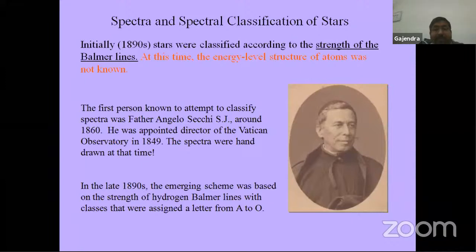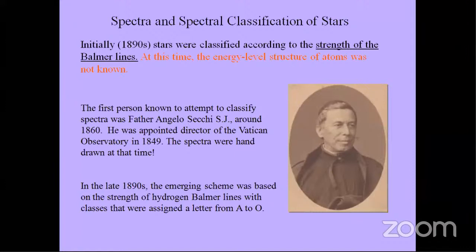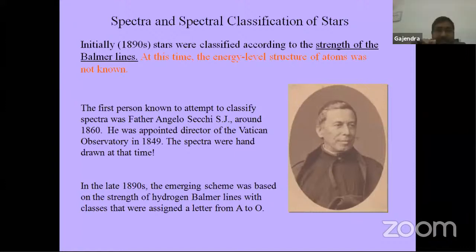If you have the black body distribution, so given a temperature, the star emits in all wavelength ranges from ultraviolet to infrared. Any temperature would emit in all wavelengths, but you need to see relatively which is stronger, whether ultraviolet is stronger or the infrared is stronger or visual is stronger.